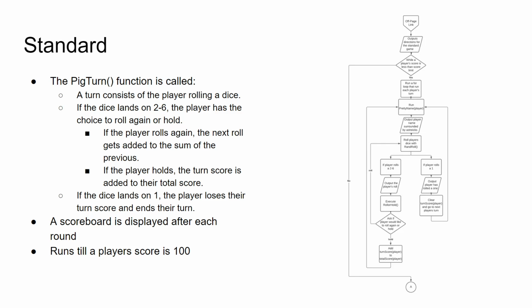If the player chooses the standard game, the pig turn function is called, and from there, that's pretty much the standard game that we went over just a little bit ago, where if you roll a 2 or a 6, it's added to your turn score, and you're able to either roll again or hold. If you roll a 1, you lose your turn and your turn score. This loops for every round, and at the end of every round, the scoreboard is displayed, and this goes on until the score limit of 100 is hit.